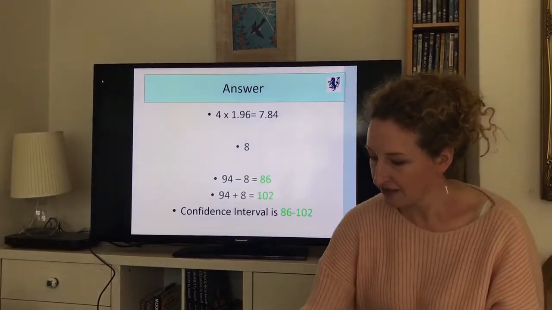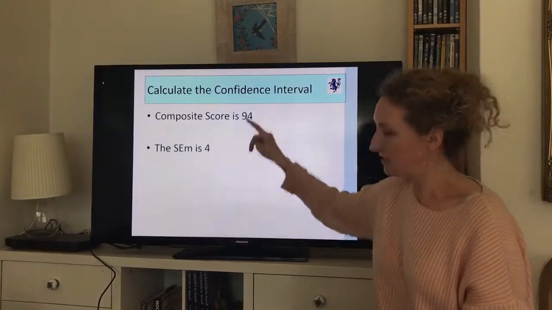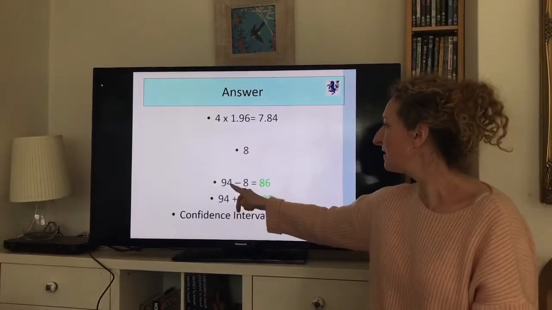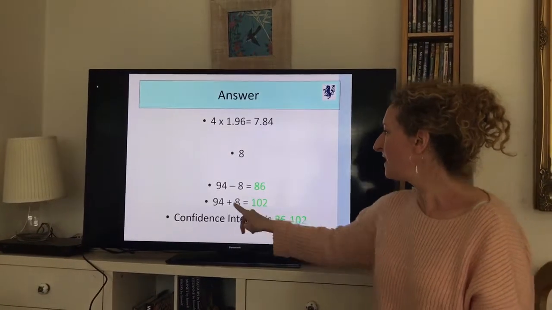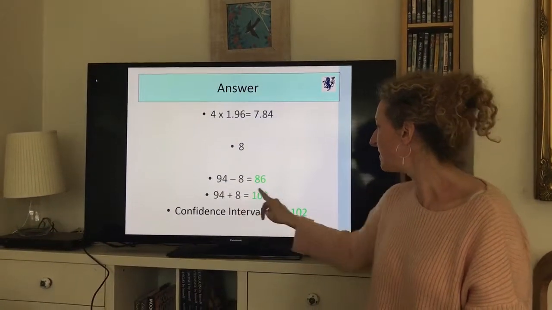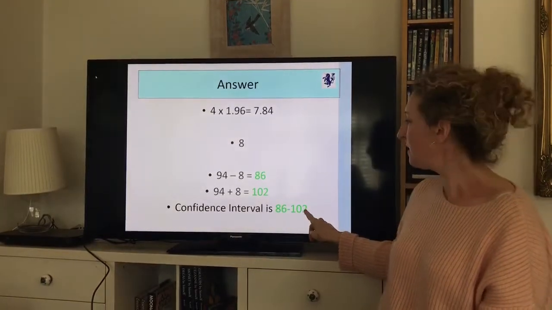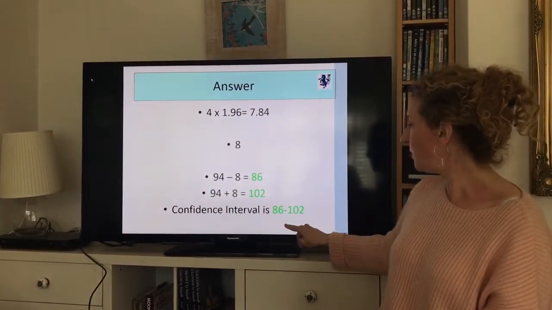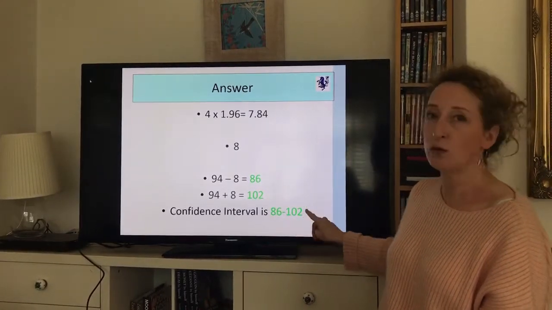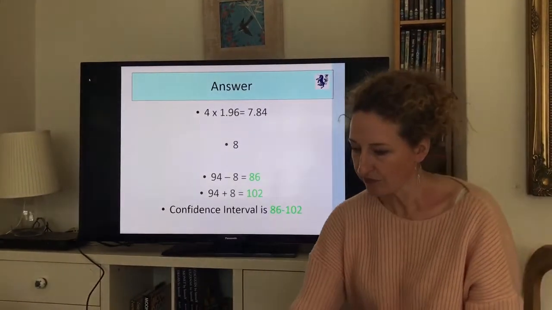And then I get my composite score, 94. So here it is. I take away 8, 86. There's my composite score of 94. I add 8. There it is, 102. So now I'm 95% certain that my pupil's true score will fall within that range.